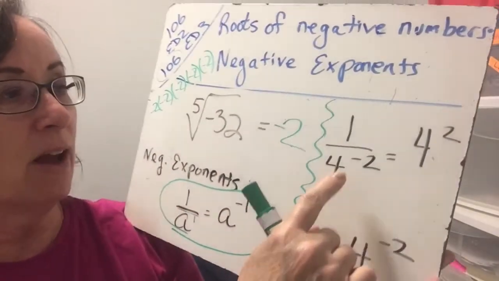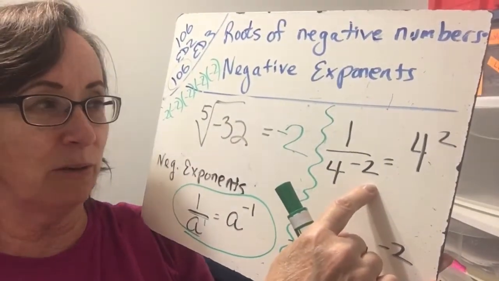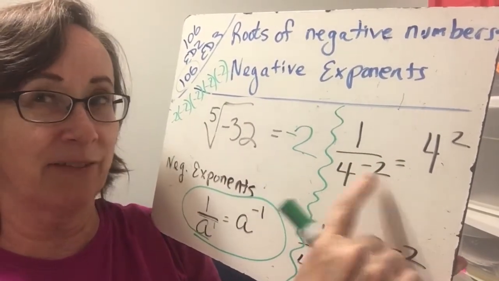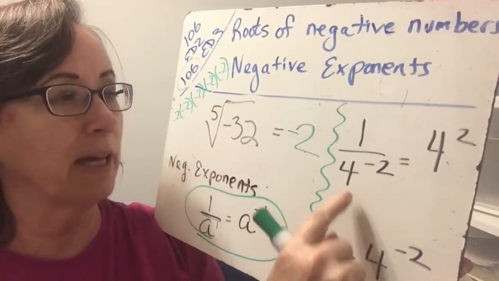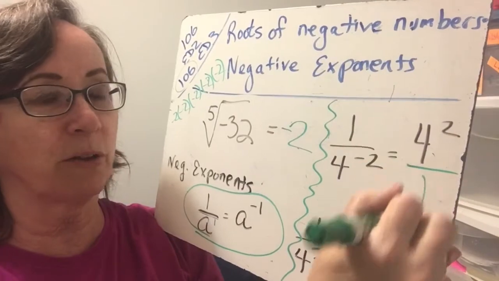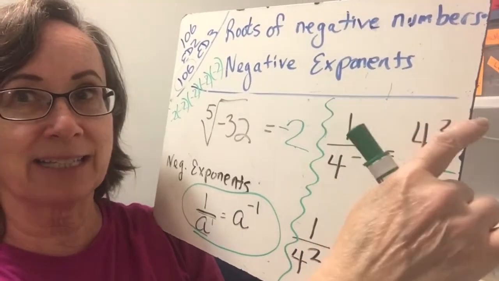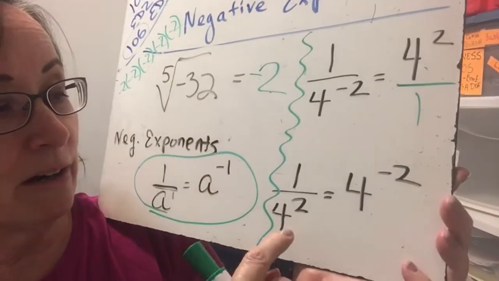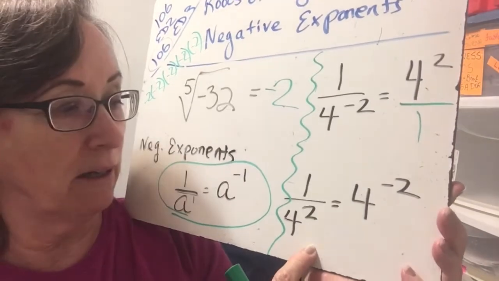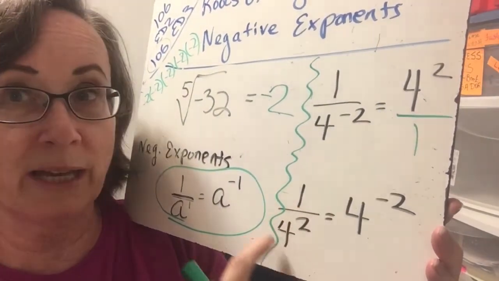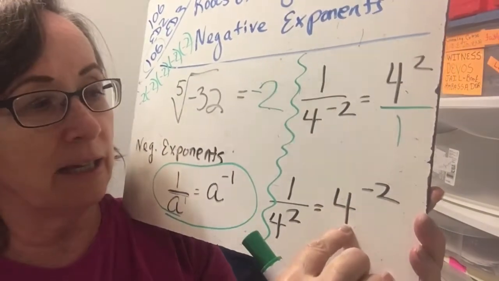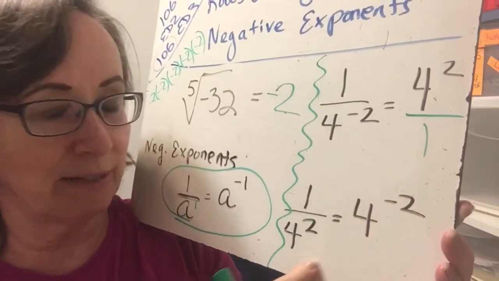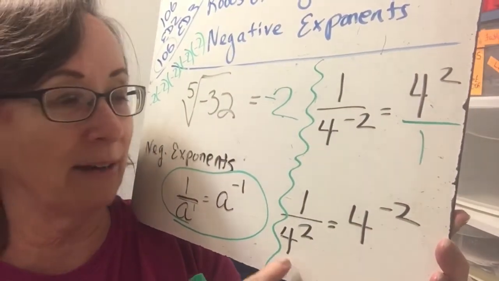So let's look at these. 1 over 4 to the negative 2 is the same thing. The 4 to the negative 2, because it has a negative exponent, it has to take a trip. So it's going to go upstairs over the 1, and then it still has a 2 as an exponent, but no longer a negative 2. Over here, we have 1 over 4 squared. There's no negative exponent, so 1 over 16 would be the answer. Here, 4 to the negative 2 means the 4 needs to take a trip. It's going to go downstairs and become a 4 squared downstairs.